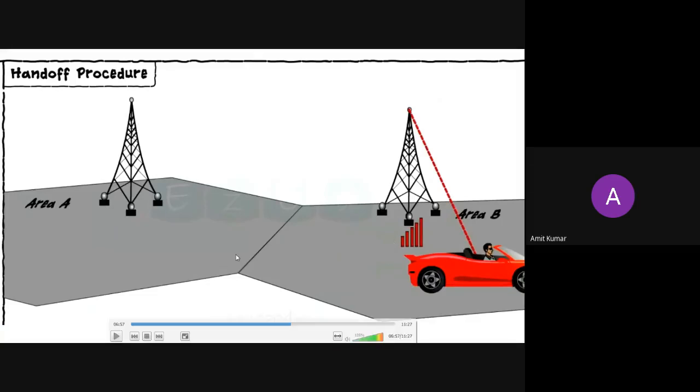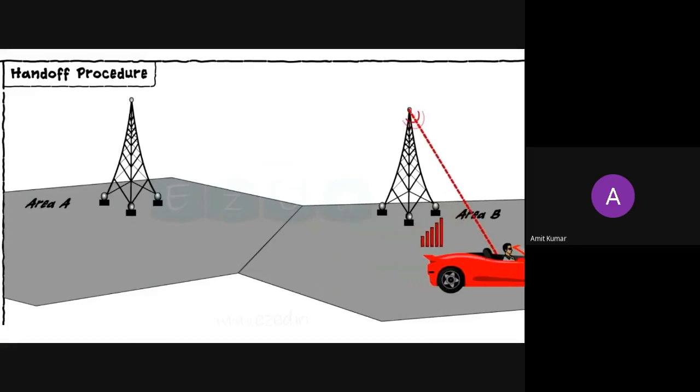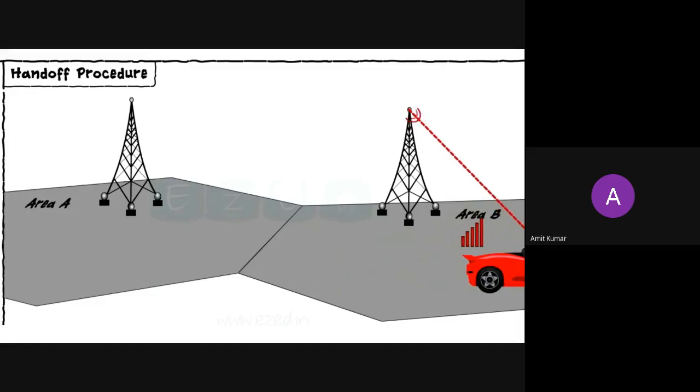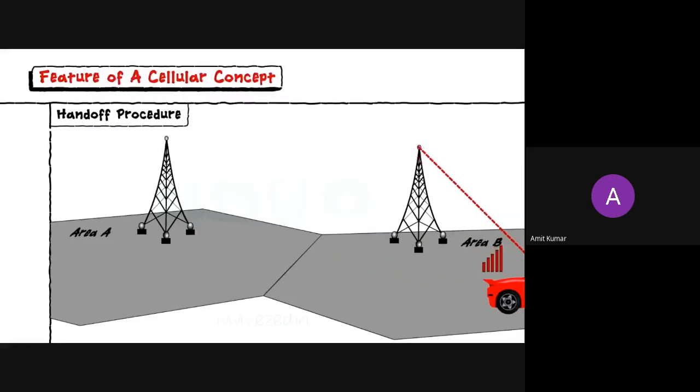Hence, base station A hands over this call to base station B without any effect on the call. This procedure is known as the handoff procedure. This process happens so rapidly that the user never notices it.